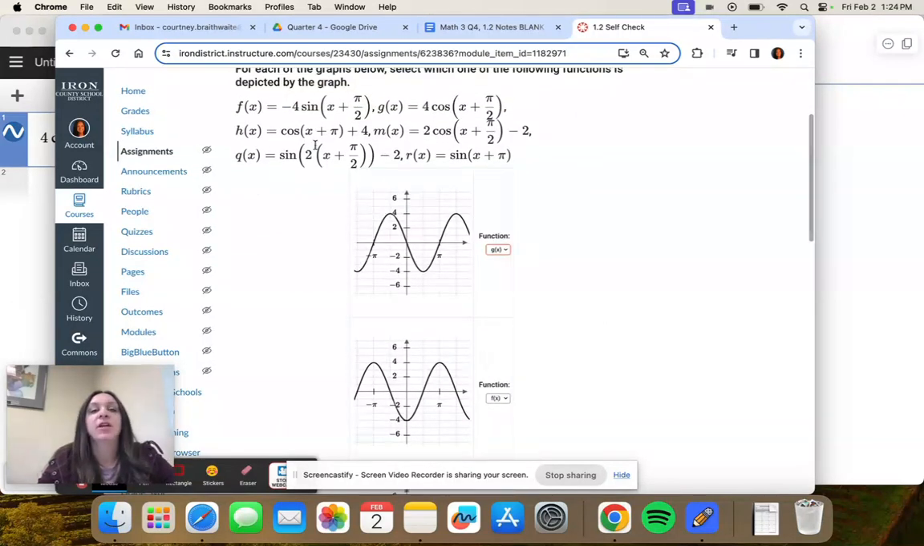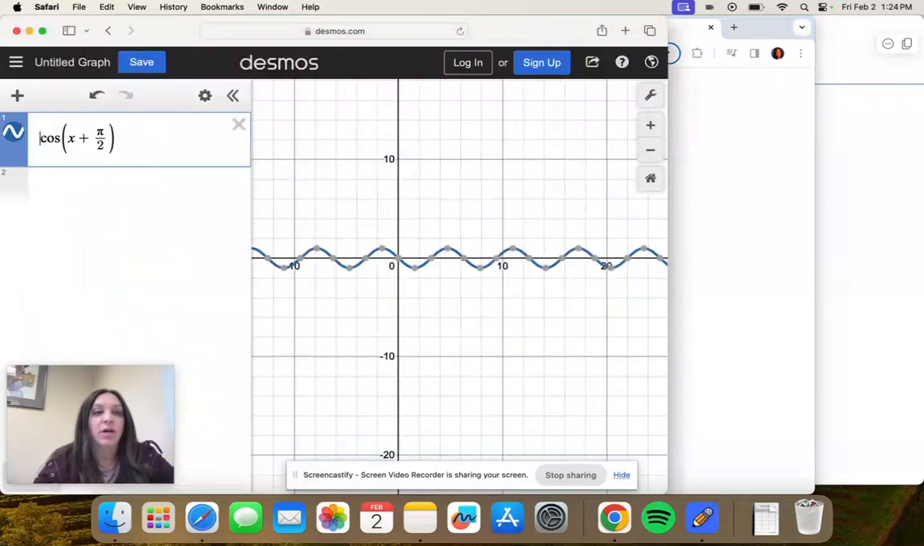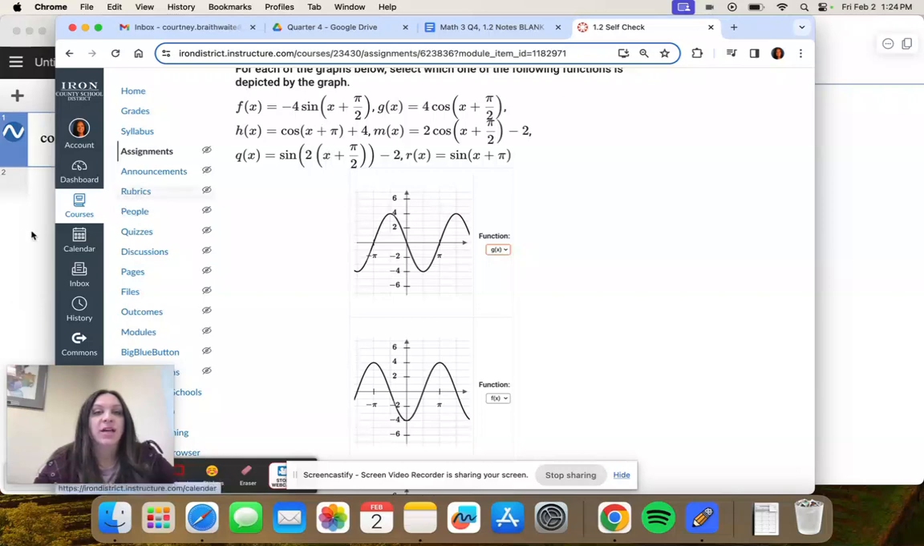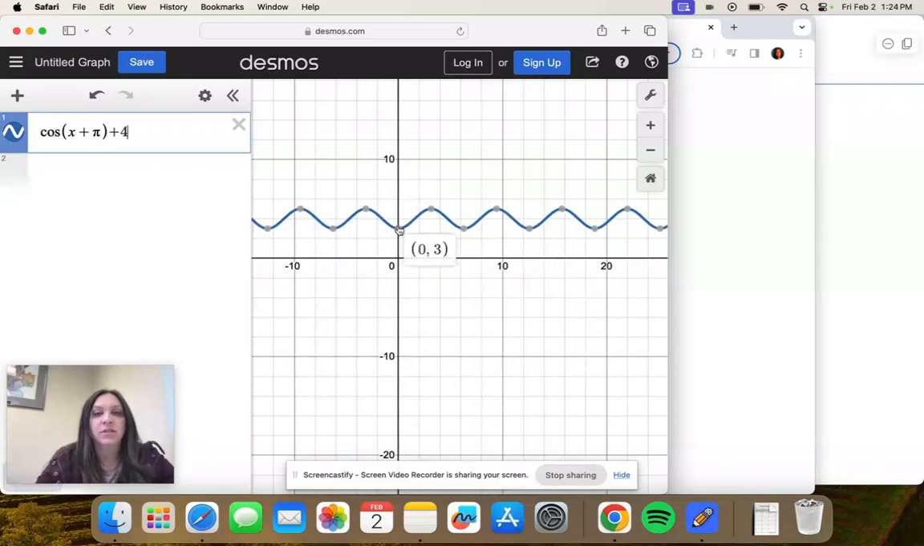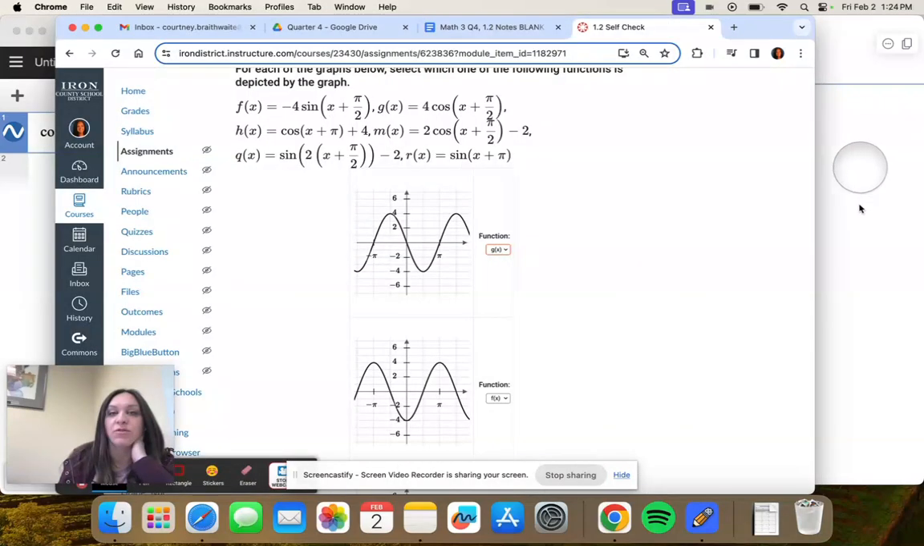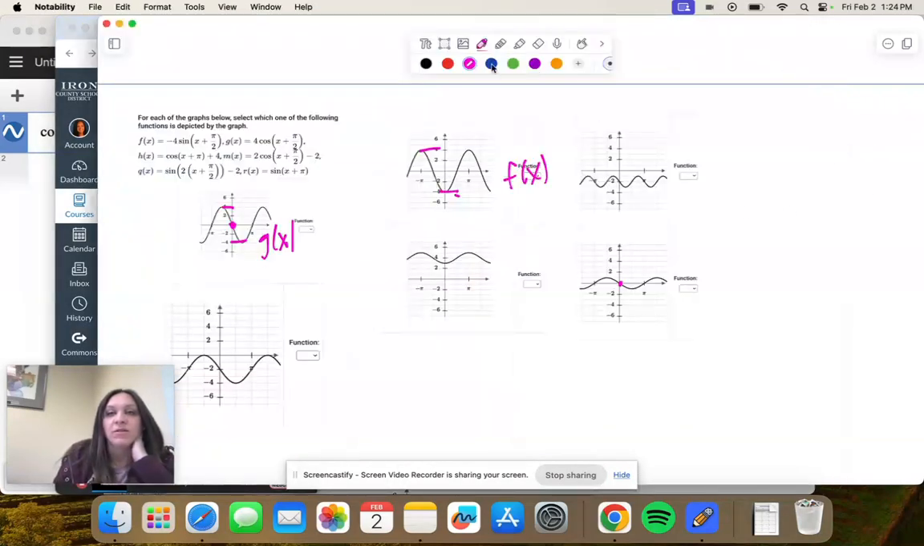First 2 are done. H of x is cosine, so amplitude of 1, cosine of x plus pi, plus 4. Okay, so our amplitude is 1 here with our midline at 4. We do have an intercept here, a minimum at 0, 3. So that's what I'm going to look for. See, our minimum here is at 0, 3. And that's the only graph that has that. So this will be h of x.